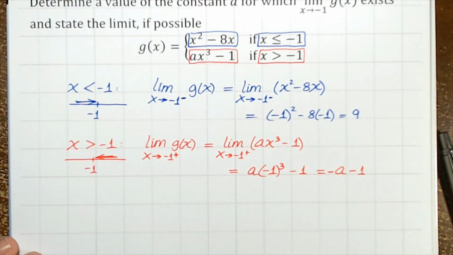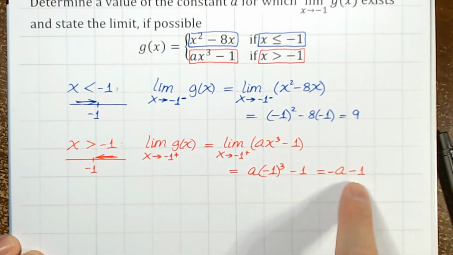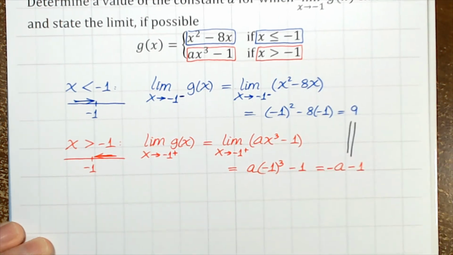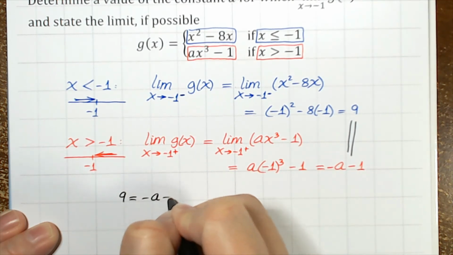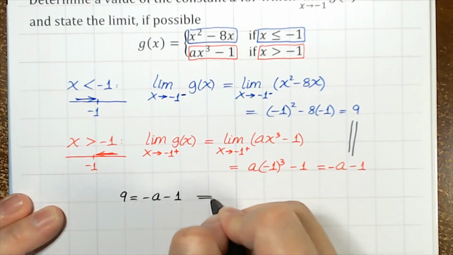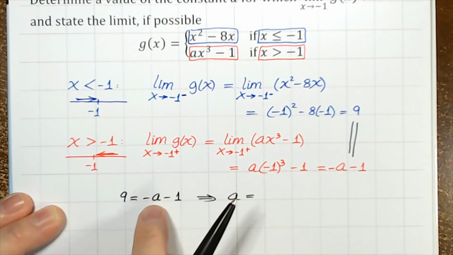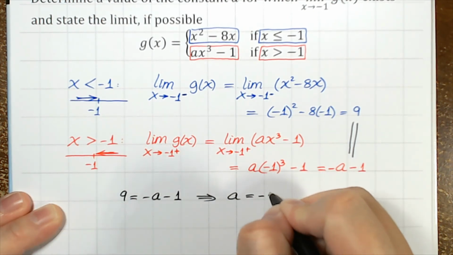Now, the limit from the left hand side is 9. The limit from the right hand side is -a minus 1. The limit exists only if those two are equal. So we say 9 equals -a minus 1. So from here we can say a equals -10.